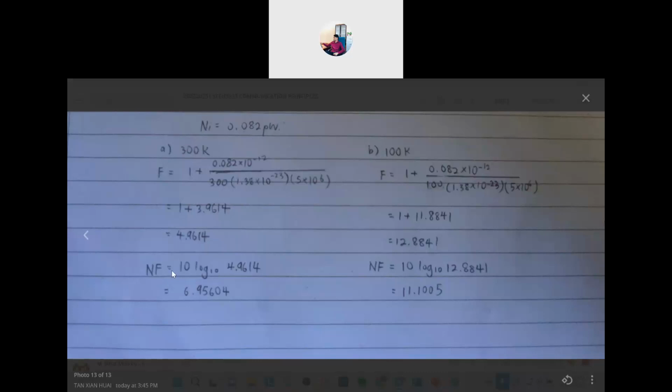And after that, the noise figure. So okay, then why forget to put decibel? So it is wrong. And understand that this one should have dB, decibel.